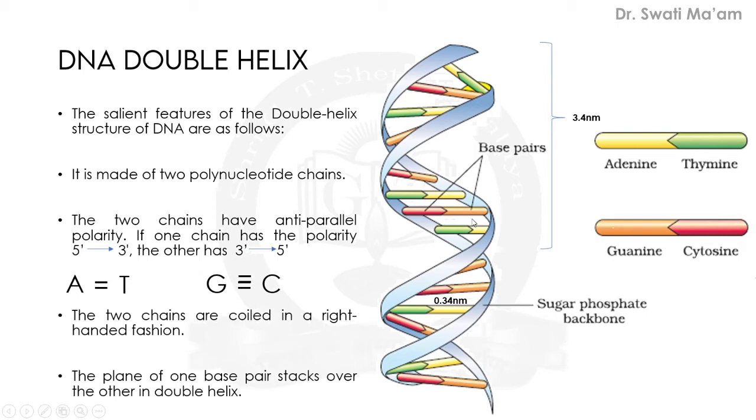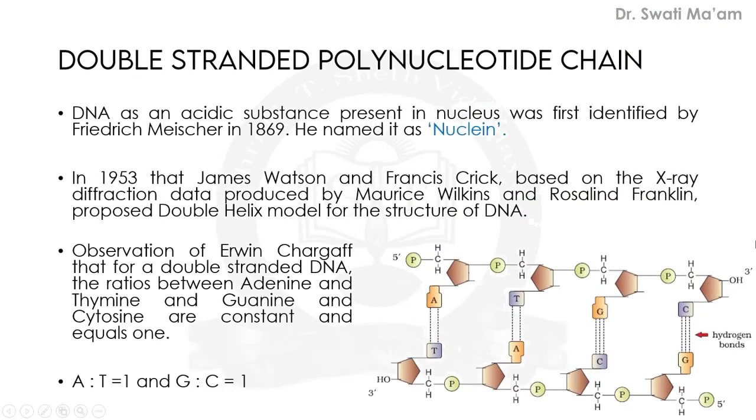Let us see some of the salient features of the double helix structure. It is made of two polynucleotide chains. The blue colored ribbon-like structures I have shown you represent the two polynucleotide chains. Here the two chains have anti-parallel polarity. If one chain has the polarity of 5' to 3', the other will have 3' to 5'. We have seen this in this representation, and I have explained it very well.